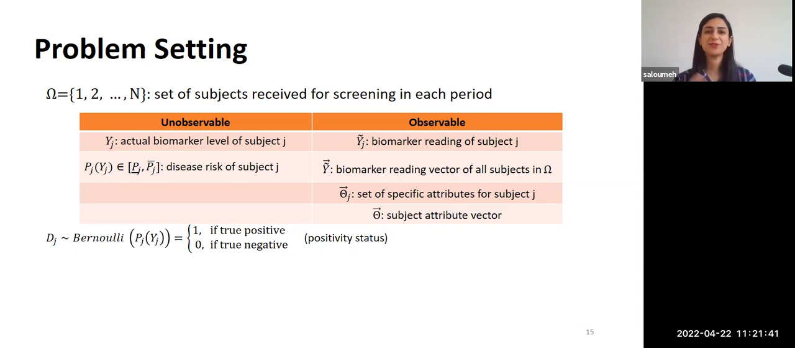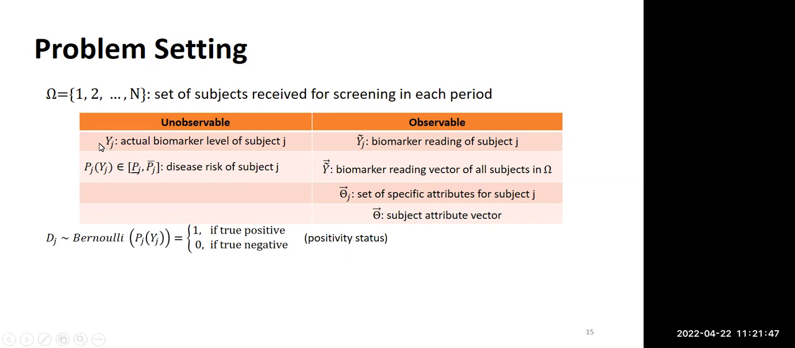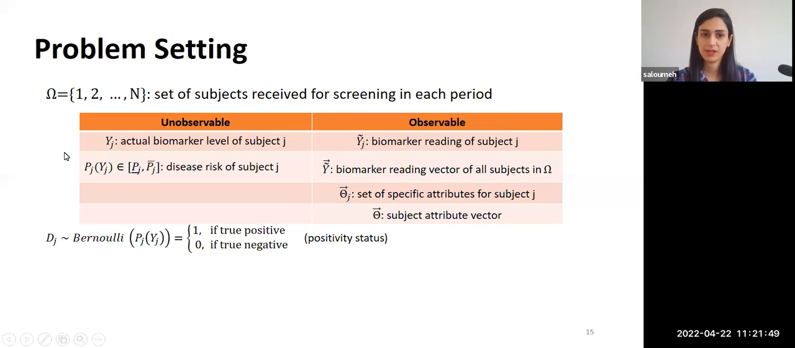Okay, and then we have two groups of variables. We have unobservable variables. So we have YJ. This is the actual biomarker level of subject J. Why do we say it's unobservable? Because there are some factors that can affect the IRT value of newborns. So we assume that the actual IRT value is unobservable. And what we measure is the IRT value and all other perturbations, everything that affected the IRT value. And then we have the disease risk, PJYJ, disease risk of subject J, and this is unobservable as well.